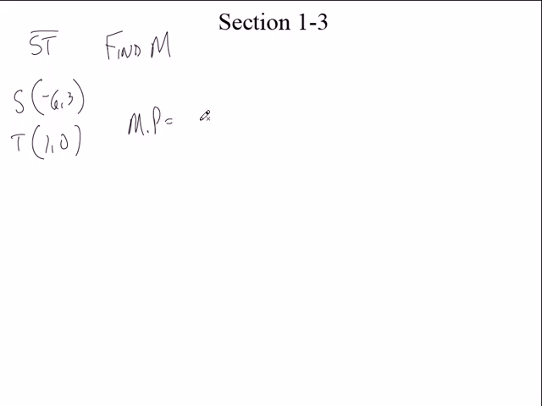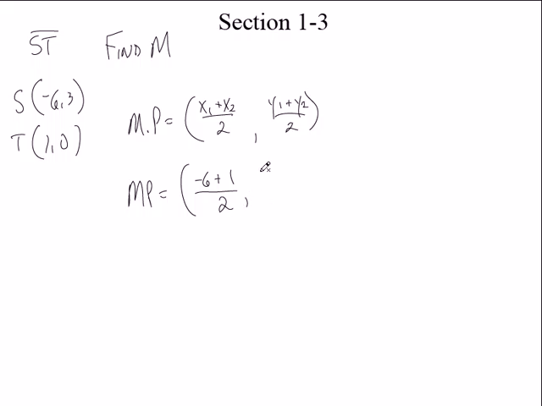So the midpoint is equal to, I'm going to write it out again, especially since we're first learning it, I would write it out every single time. It's x1 plus x2 over 2, and then you add up the y's, plus y2 over 2. There's our midpoint formula. So if I want to find the midpoint, what do I do? I take the two x's and add them up. It's negative 6 plus 1, and divide that by 2. Now let's take the y's and add those up. What are my y values? 3 plus 0, and divide that by 2.